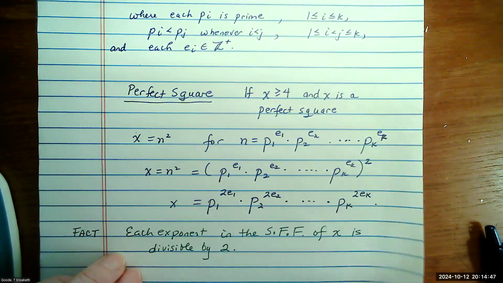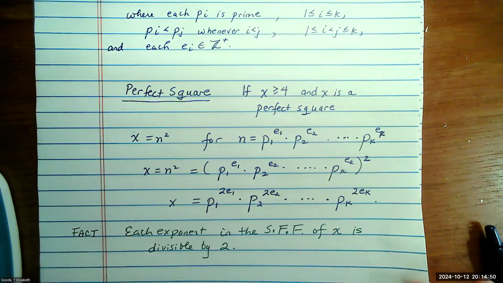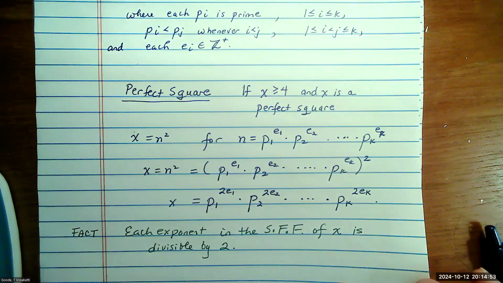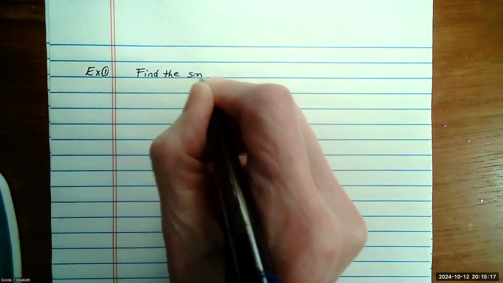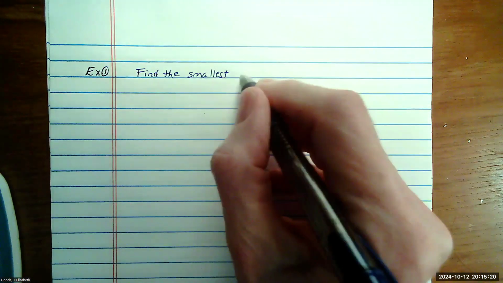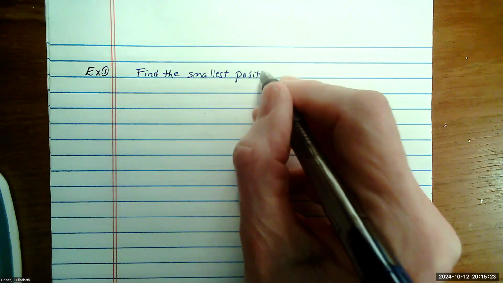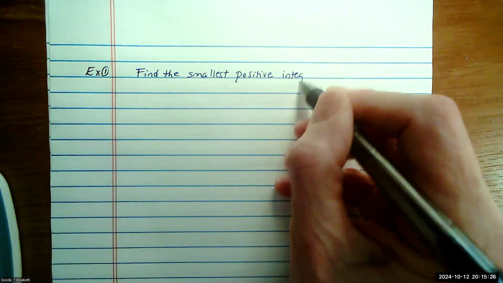So the last problem on the special homework talks about finding the smallest positive integer k to make a number x or n a perfect square or a perfect cube. So let's look at one of those. Example 1. Find the smallest positive integer k. So, I mean, there are lots of k's that would work, but we want to find the smallest one that's, of course, positive.